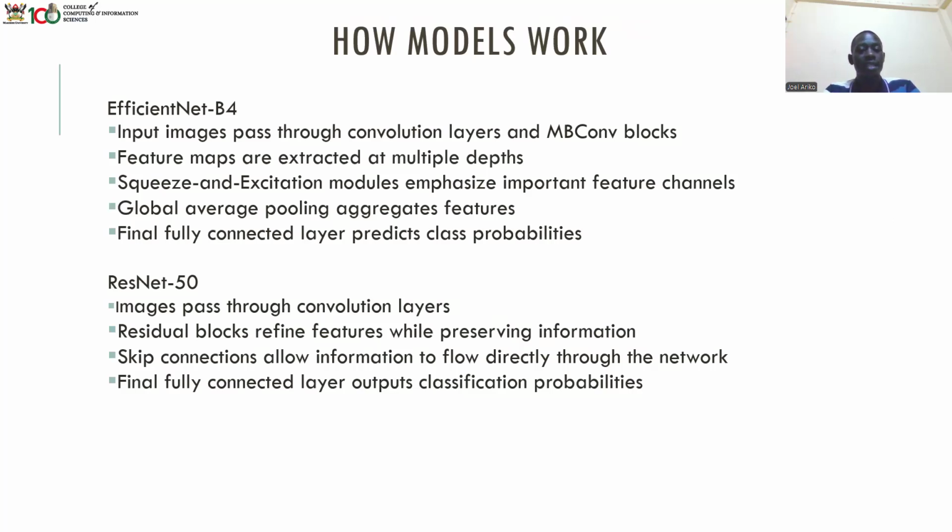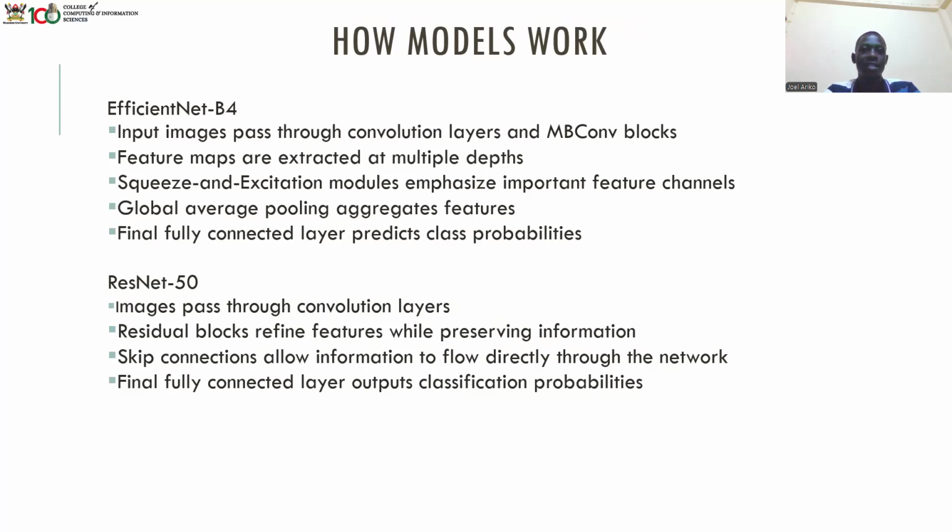So the squeeze and excitation modules emphasize important feature channels. Then global average pooling aggregates features. Then finally, we form what we call the fully connected layer that predicts the four classes that we had: Babesia, leukocytes, Plasmodium, and red blood cells. Then equally for the ResNet 50, these images also pass through the convolutional layers.